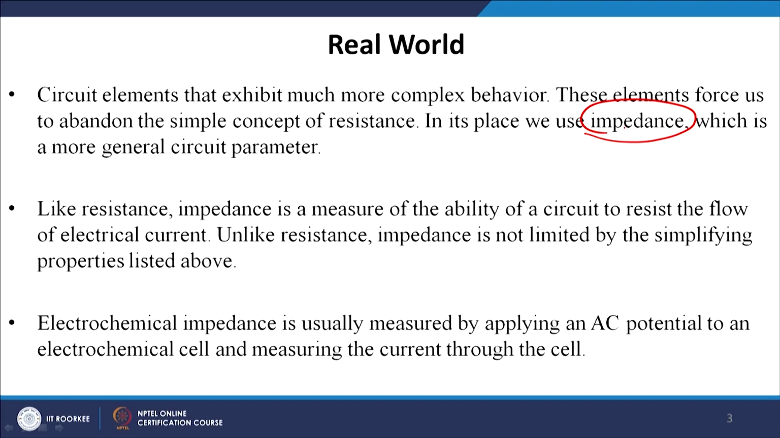Electrochemical impedance is usually measured by applying a small AC potential to an electrochemical cell and measuring the current through the cell. So, when we talk about electrochemical impedance, we apply a very small value of the AC potential and then we measure the corresponding AC current in the cell, and that gives us the electrochemical impedance.